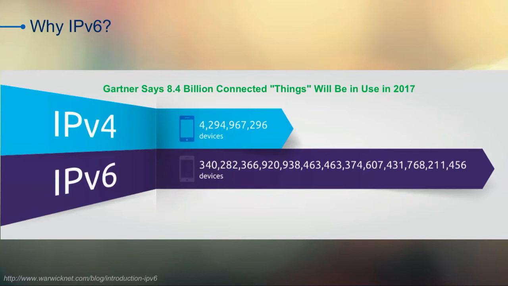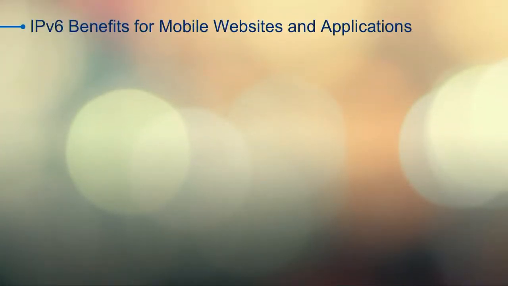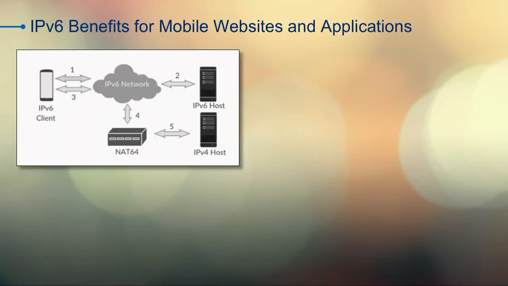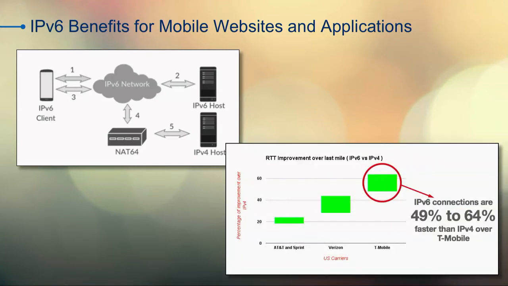But that's not really the reason why you should enable it. The reason you should enable it is because the network translation takes a lot of time. It adds a lot of latency. As you go from an IPv6 device to an IPv4 network, that translation adds so much latency. Let me show you some case studies.